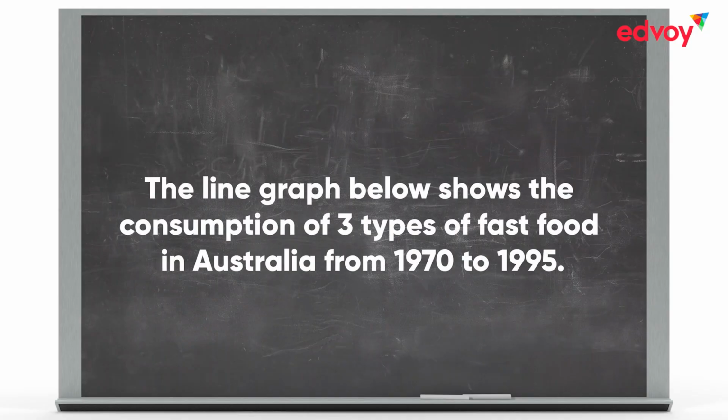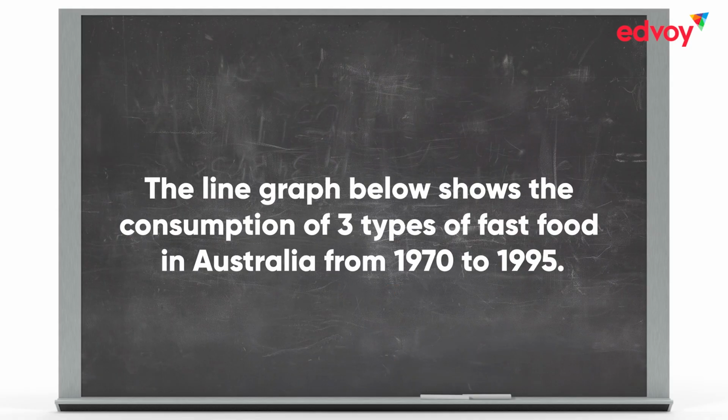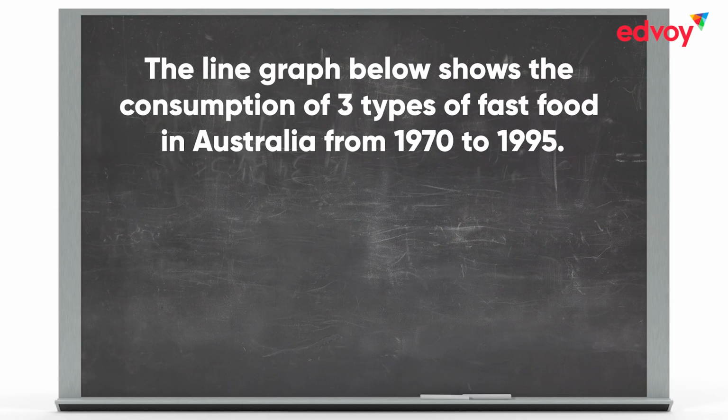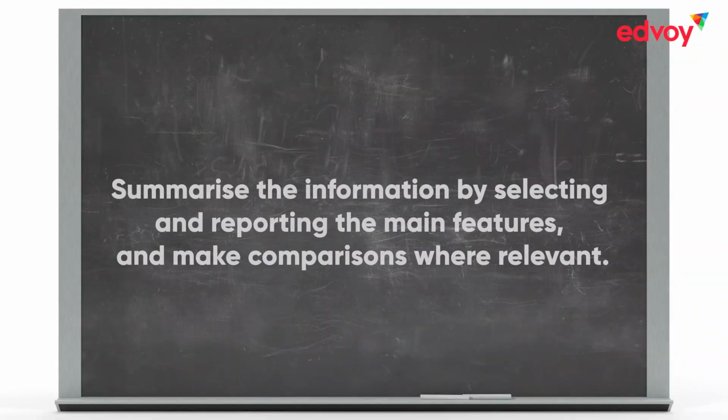So let's focus on the question. You're going to use this question as the basis for your introduction. However, if you want to get a better score, don't just copy the exact words from the question. Highlight any key words and try to think of any synonyms for them. In this question, you could highlight shows, consumption, 3 types, fast food, and 1970 to 1995. The second part of the question is also important. This will also contain some key words that will help you with your writing. You can see in the question, it tells you to select the main features and compare anything relevant.